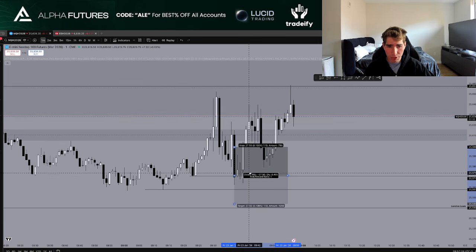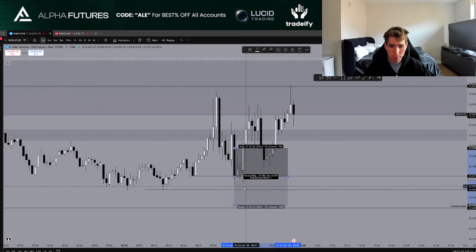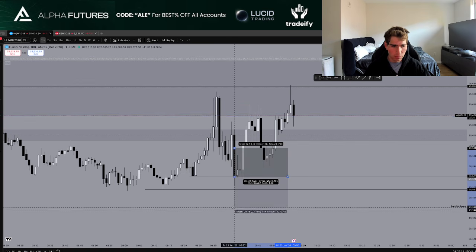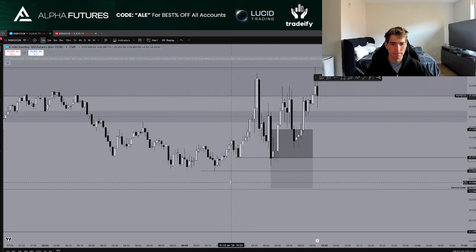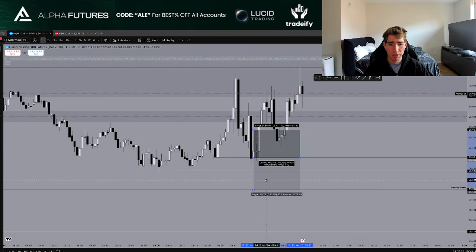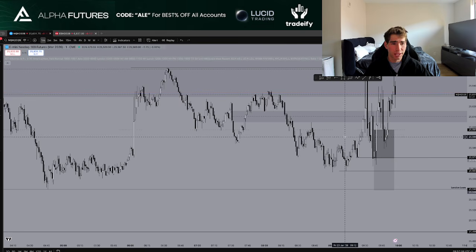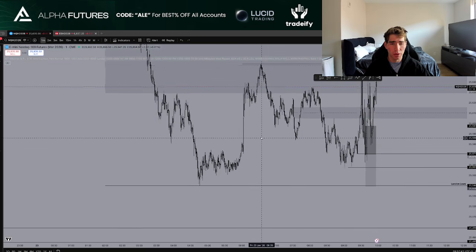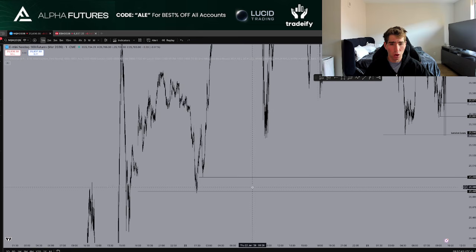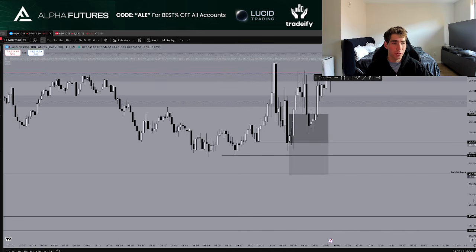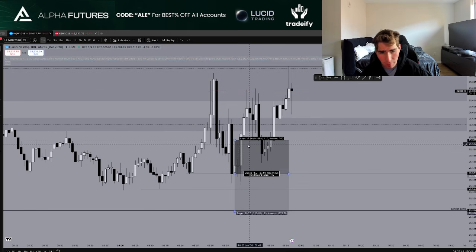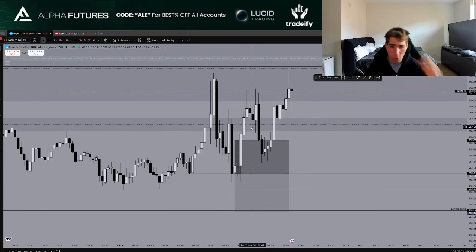Push lower, I actually re-entered short around here, targeting London lows. I thought this was a great trade. I would literally take this 10 out of 10 times. Rejecting a 15-minute gap, rejecting an hourly gap. We also have all these draws below us. I thought this was honestly a fantastic trade. Almost instantly got stopped out, which is unfortunate.